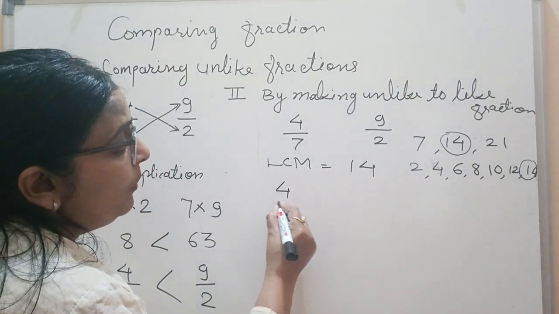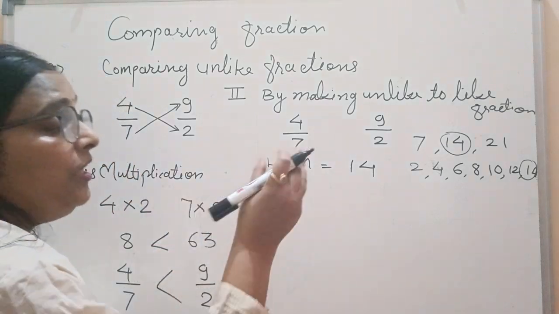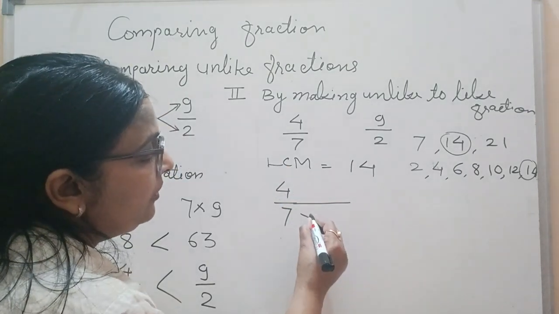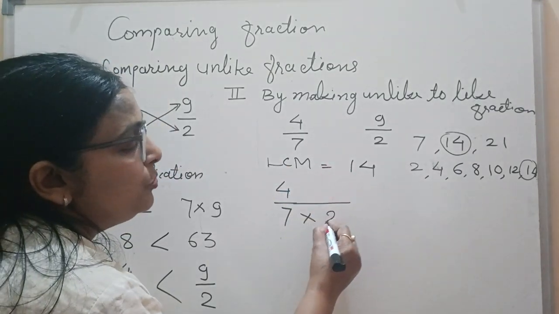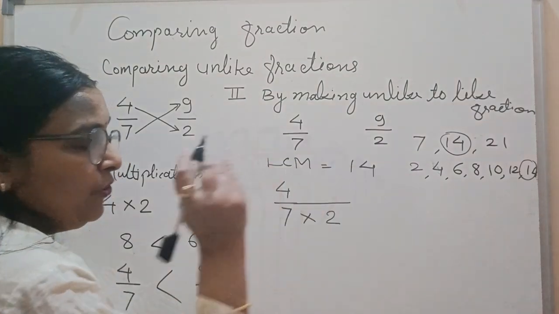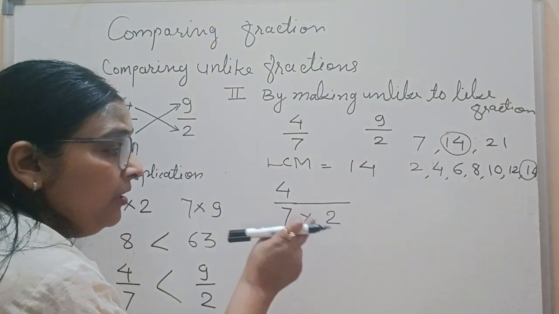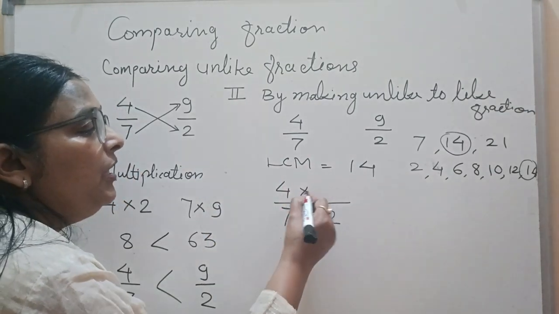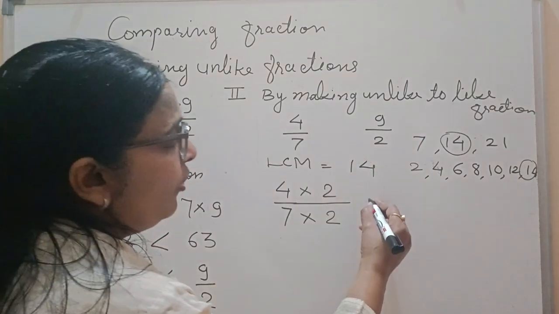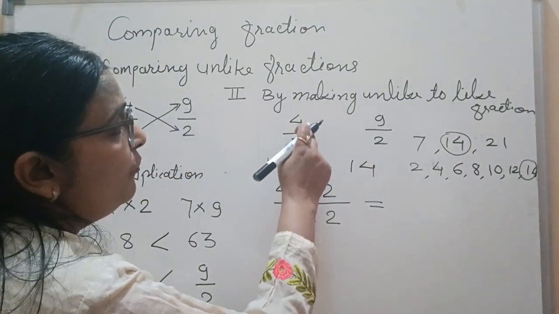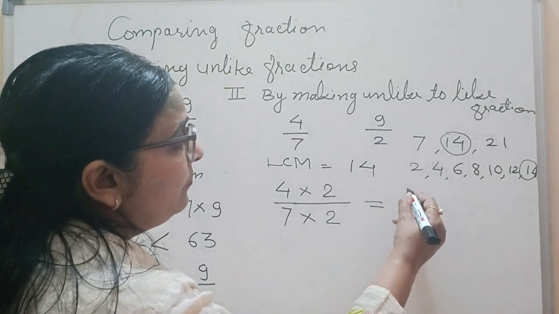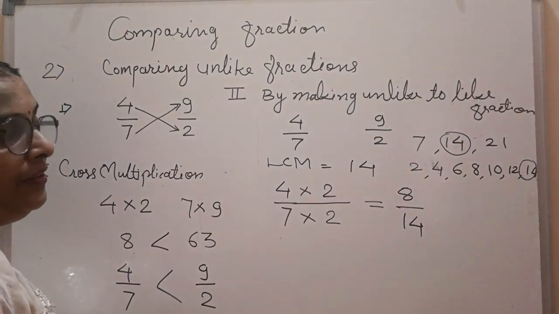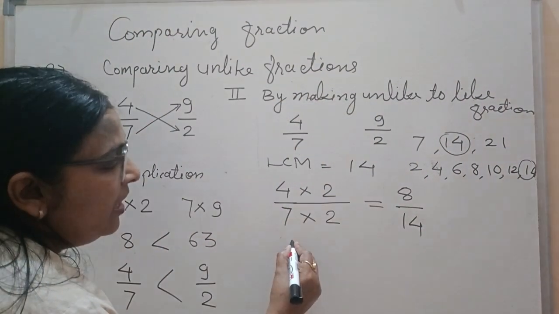First I am taking 4 by 7. You have to make the denominator 14. So by which number do you multiply to get 14? By 2. 7 twos are 14. As you are multiplying the denominator, you have to multiply the numerator by the same number also. So what fraction will you get? Instead of 4 by 7, you will now get 8 by 14. Got it? Now next, 9 by 2.